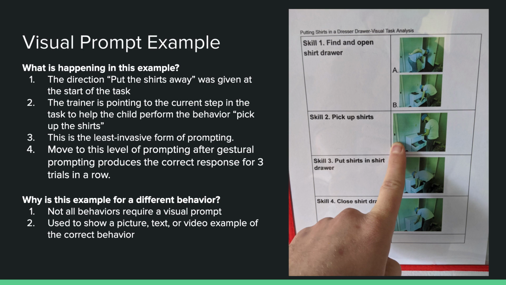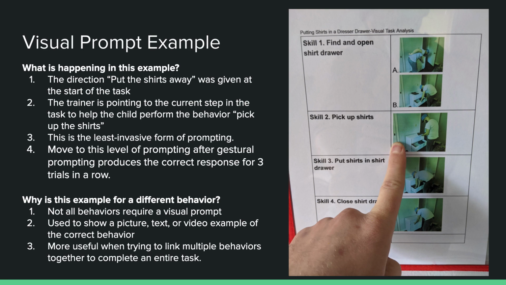And basically, other types, you can use it to show a picture, a text, or a video example of the correct behavior. So it doesn't have to be a picture, it could be a written word, so you could just show them the visual that says pick up the shirts if they're a reader, or you could even show them a short video of someone picking up the shirts for something that requires some complex movements.